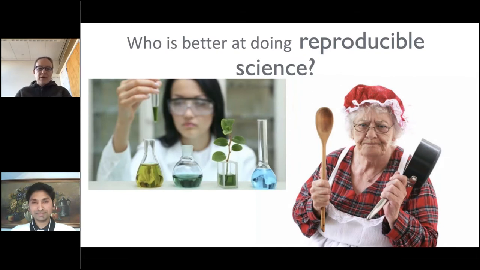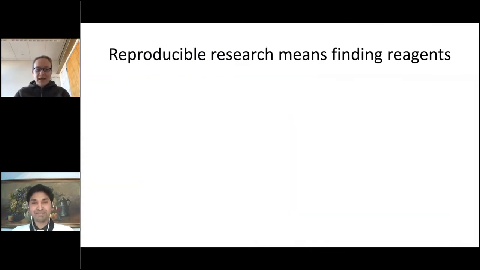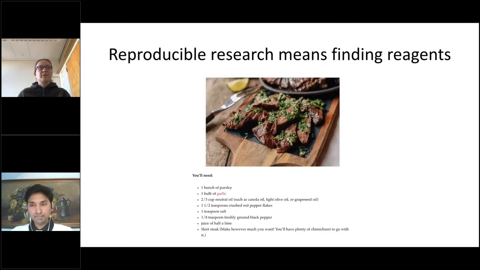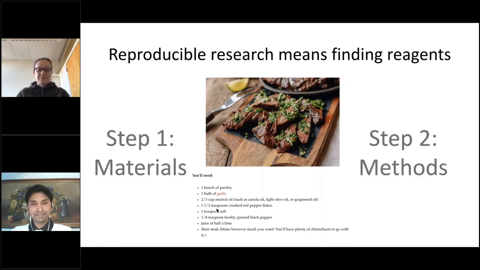Okay, so who is better at doing reproducible science? Is it us or is it our grandmothers? I'm going to pose a question about what it means to actually have reproducible research. And here is a reproducible research paper that I particularly like to make every few weekends. It starts out as a stew, but the first thing that I always do when I try to reproduce one of these papers is I try to figure out if I have all of the listed reagents or if I need something else. So the first step is always the materials, and then later we talk about a procedure and how we move forward in terms of creating this.